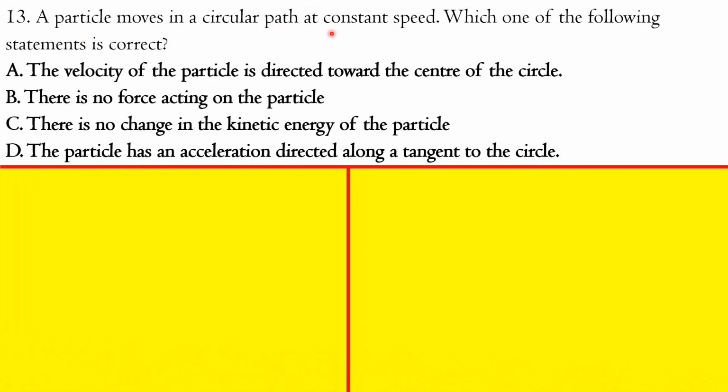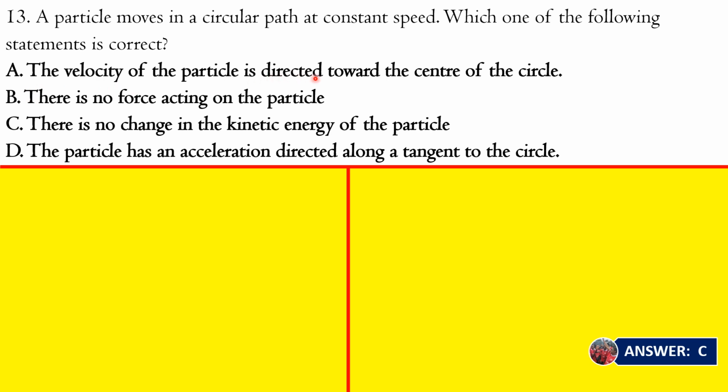A particle moves in a circular path at constant speed. Which one of the following statements is correct? Well, the answer is clearly C, right? Because there is no change in the kinetic energy of the particle. Why? Because it moves at constant speed. It's very easy. But let's see why A, B, and D are wrong.